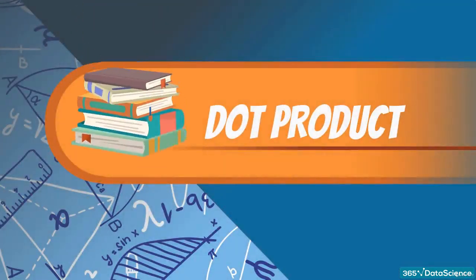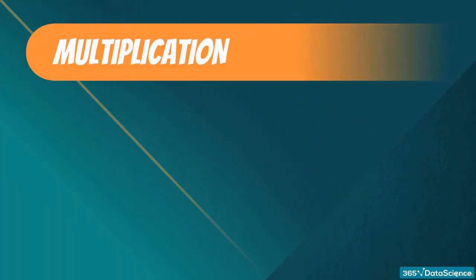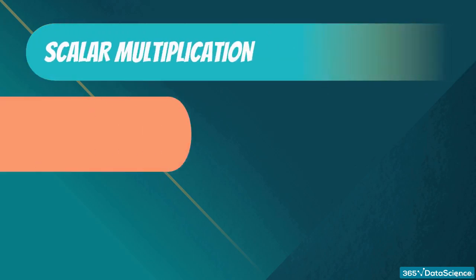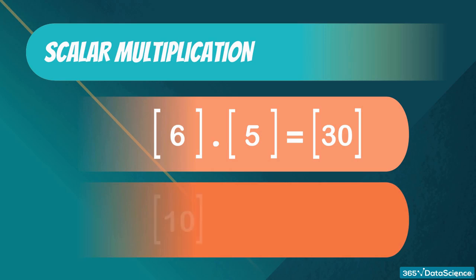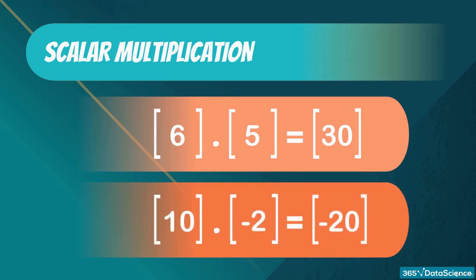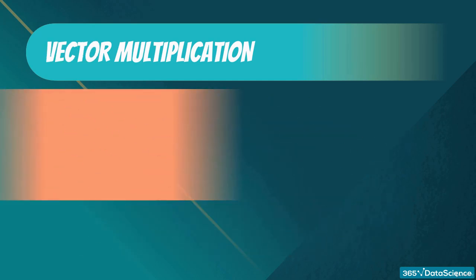We have reached an important milestone: multiplication. Let's start from the simplest one, scalar multiplication. 5 times 6 is 30. 10 times minus 2 is minus 20. I think these 10 seconds on it are enough. It is much more interesting to investigate vector multiplication.